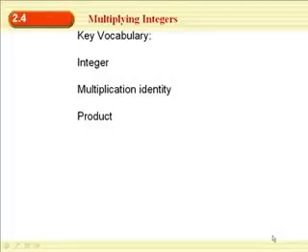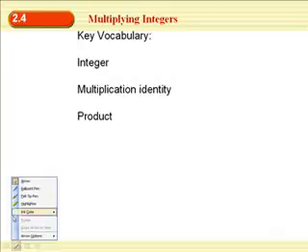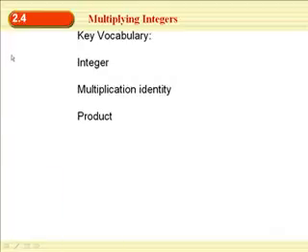All right, 8th grade pre-algebra, multiplying integers 2.4, page 73 in the book. So, my page 73 in your book. If you don't have your book, get it open to that page.